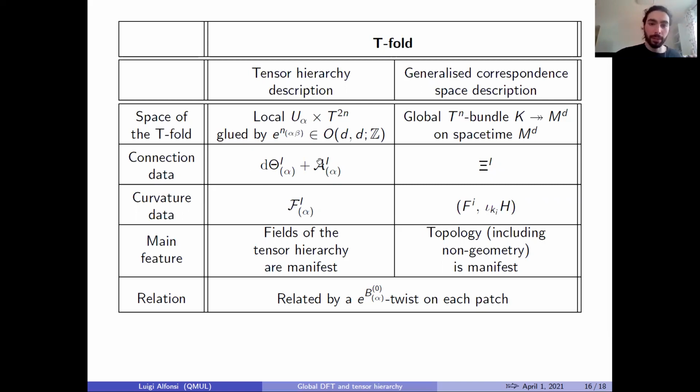And on one side, we have the tensor hierarchy description, where we have this local 2n-dimensional torus bundle patched by monodromies. And in the other picture, we have the generalized correspondence space. What we usually find in the literature, when the T-dual is not well defined, is that one introduces the generalized correspondence space, which is a more general version of the correspondence space.